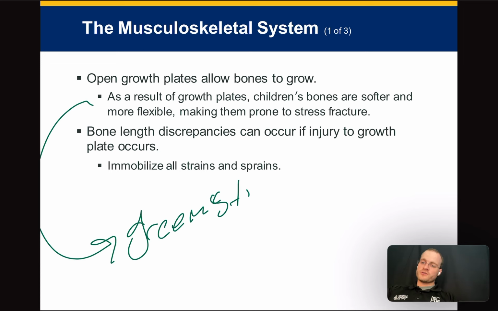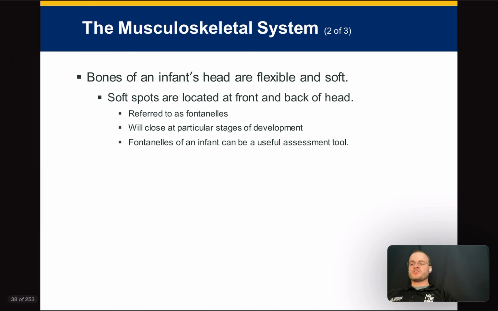Remember, if you were to go out to the tree right now and take a stick and break it and it splinters instead of just fully snapping, that's called a green stick fracture. And that happens in kids' bones because their bones are more soft, just like a green stick is more soft compared to a dead tree branch. And so bones of an infant's head are flexible and soft.